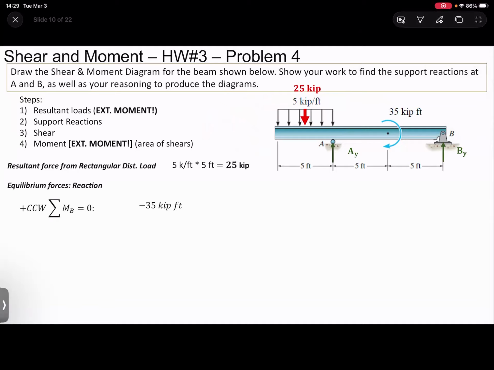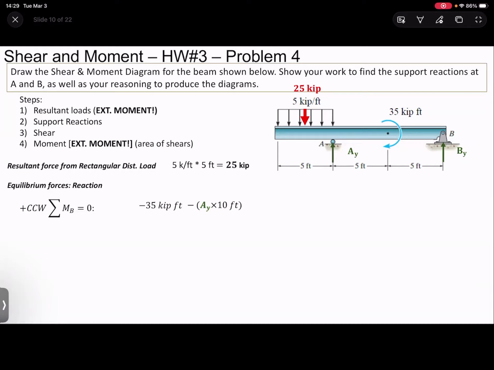So we have a negative 35 kip-foot right there in the center. And remember, there's no distance away from point B, because that 35 kip-foot moment is already in the units of moment. If we multiplied that by a foot, it would be kip-foot squared, which doesn't mean anything. So for external moments, we don't multiply by a distance. But what we do have to care about is the sign notation.